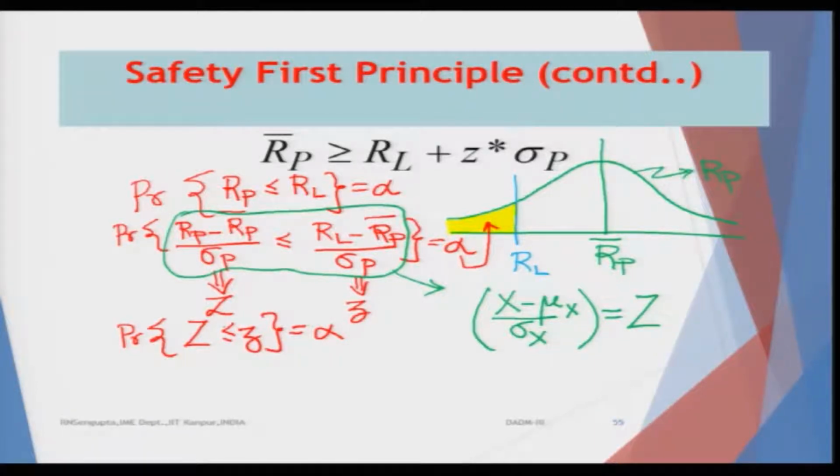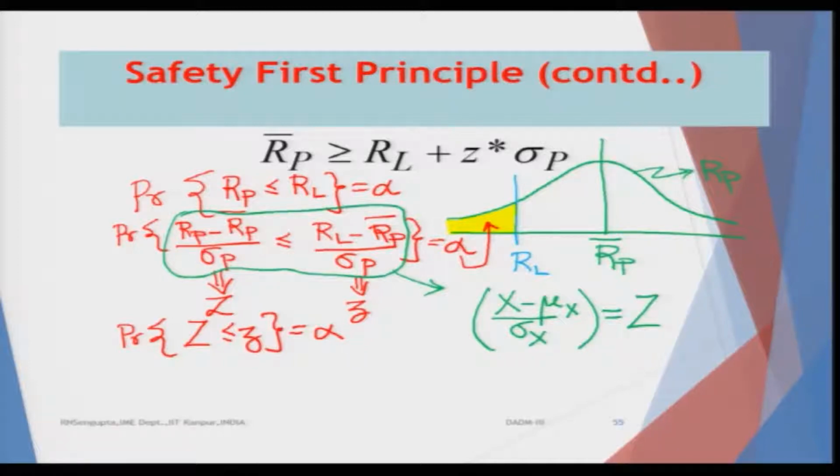So now see here, in the z case, RL is known, RP bar is known, sigma is known. You find out capital Z, and the value of alpha is also given. From that you find out capital Z, and in the capital Z you find out the value such that you can find out the distributions and its mean, and whatever is not given you can find out from this equation.